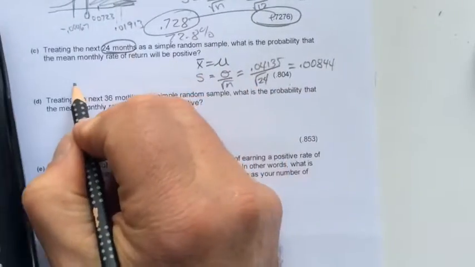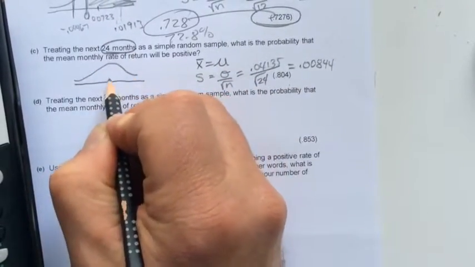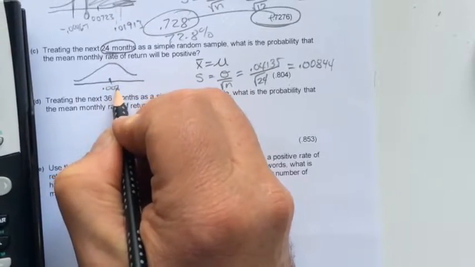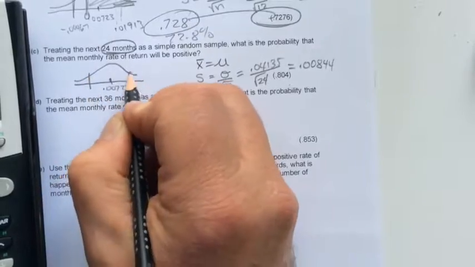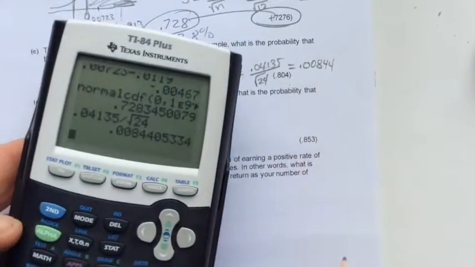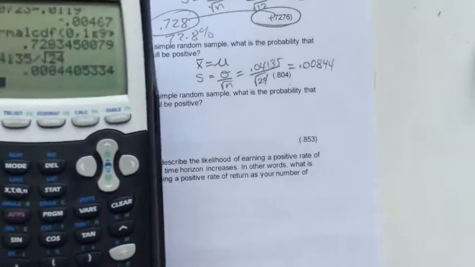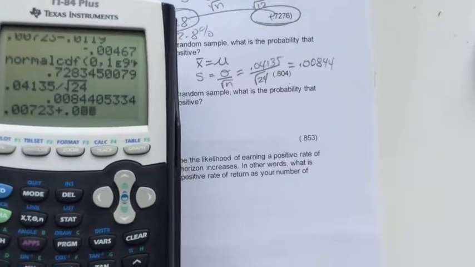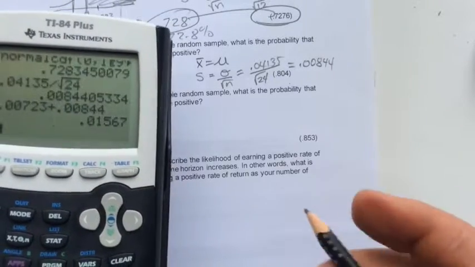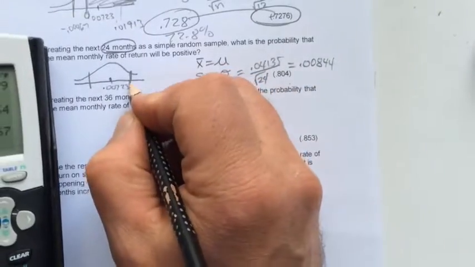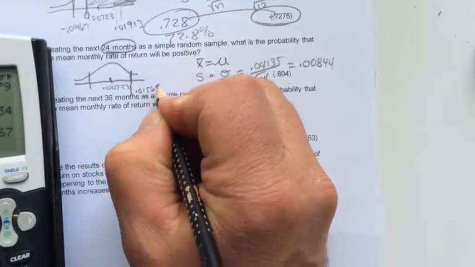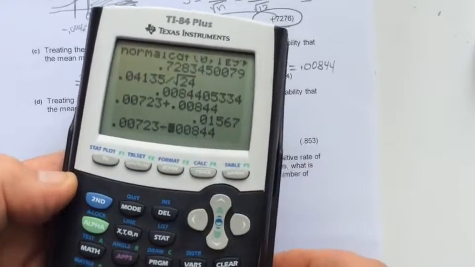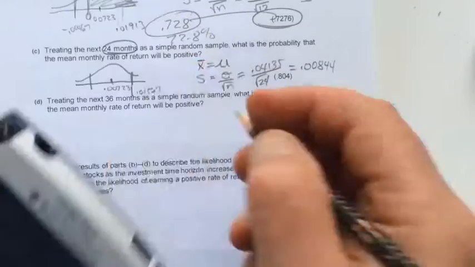Okay, so it's basically the same drawing. We still have the same middle, which is 0.00723. One down and one up is 0.00844. So 0.00723 plus 0.00844, now one step up is 0.01567. And one step down is negative 0.00121.